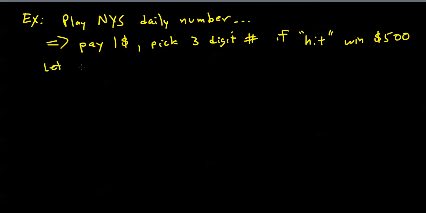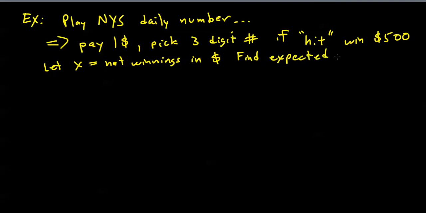I'm going to define a random variable under this scenario. I'm going to let x equal your net winnings in dollars in playing this game. And I'll say find the expected value for x.